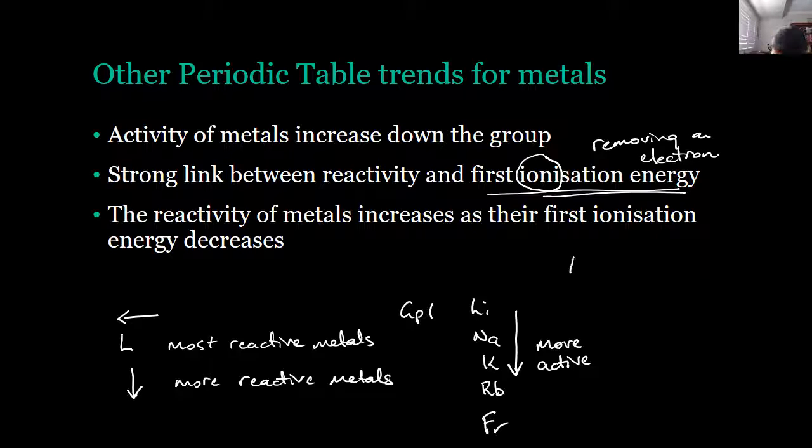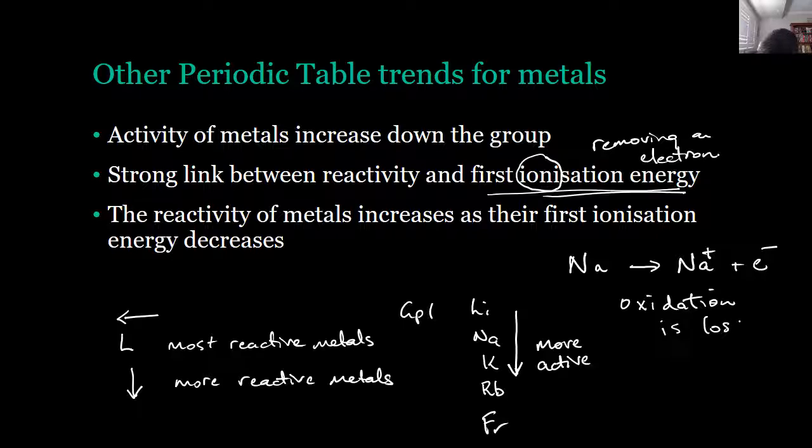If we think about something like sodium, a sodium atom, which is neutral, has no overall charge, it can become a sodium ion by losing an electron in a process that we've now described as oxidation. Oxidation is loss of electrons. The amount of energy required to remove that electron from a stable sodium atom is referred to as the ionization energy. And the first ionization energy refers to the fact that we're taking one electron away.